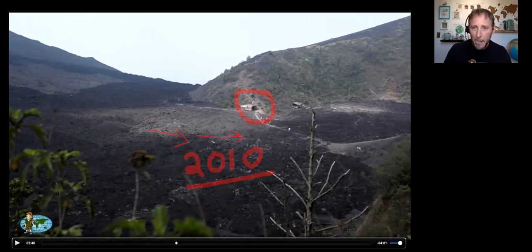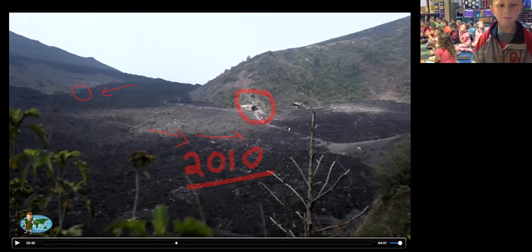Yes. Yeah. Well, that little shack, guess what, is a store. How cool is that? It's called the Lava Store. Now, the cool thing about the Lava Store, in 2009, before that 2010 eruption, the Lava Store was up here. Why do you think they had to move the Lava Store?